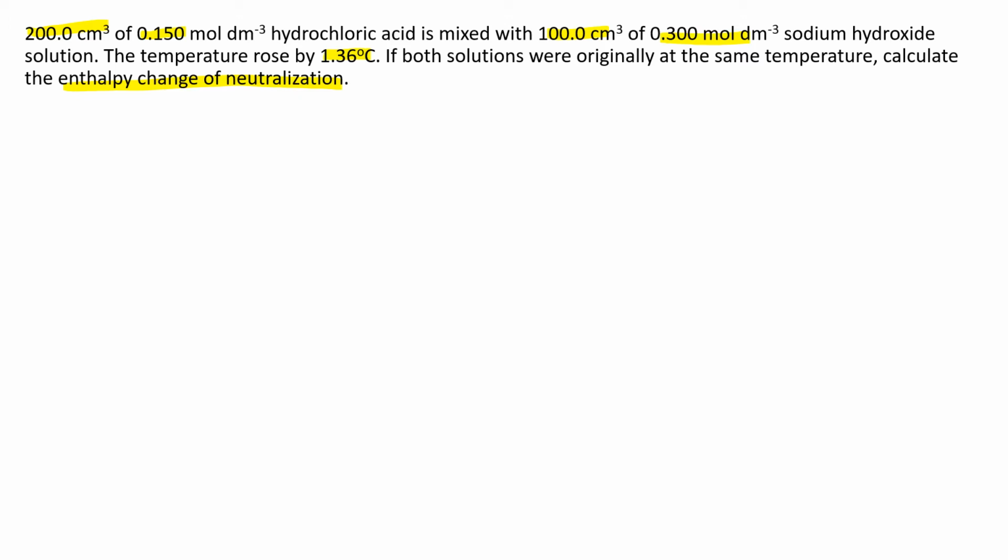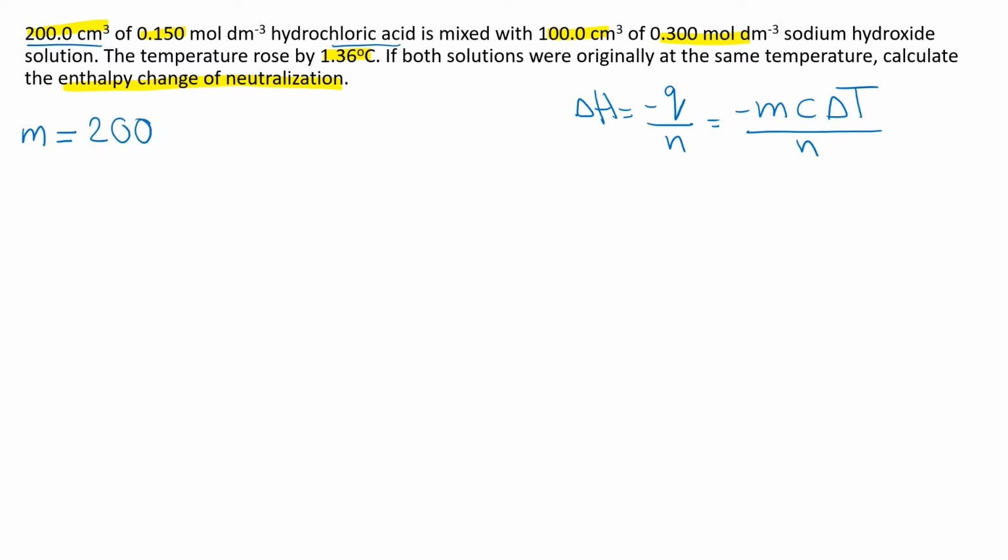First of all, delta H neutralization is equal to, it's always an exothermic reaction, negative Q over n. What is Q? It is mc delta T, then all over n is giving us delta H. Do we have m? As we have agreed before, m for a neutralization reaction should be the volume of acid plus the volume of base. Where's the acid? Here is hydrochloric acid. Where's the volume of the acid? It is 200. So 200 cubic centimeter plus 100 cubic centimeter.